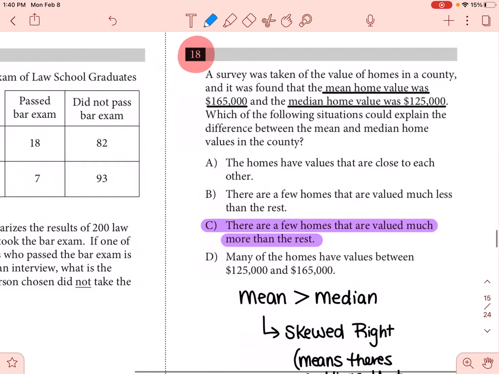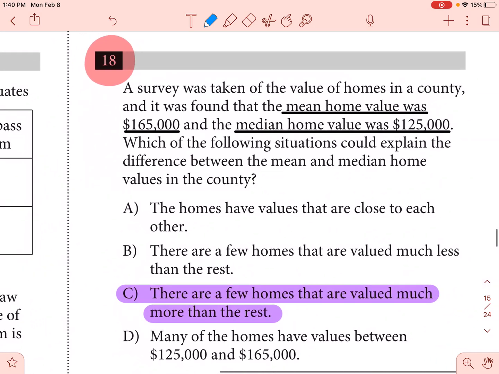This one took me a while too, but there's a very specific way I think about skewedness, and that helped me get this answer pretty quickly. So a survey was taken of the value of homes in a county. It was found that the mean home value, mean is average, was $165,000, and the median was $125,000. Median's middle number. Okay, so which of the following situations could explain the difference between the mean and median?